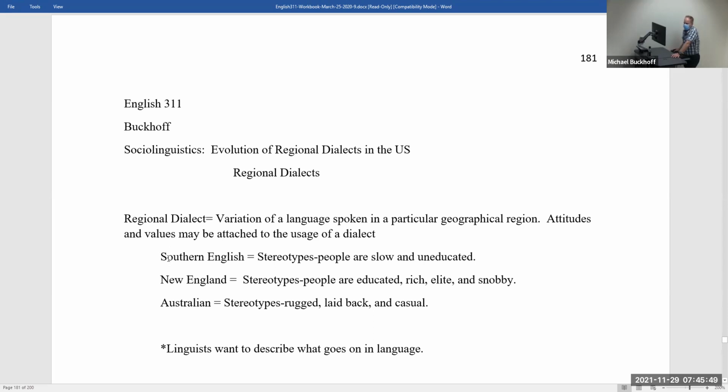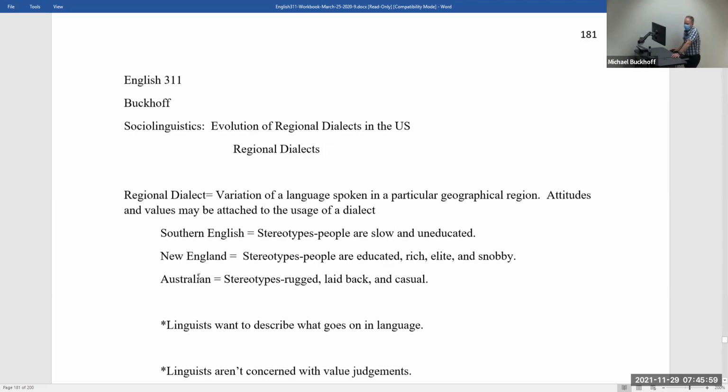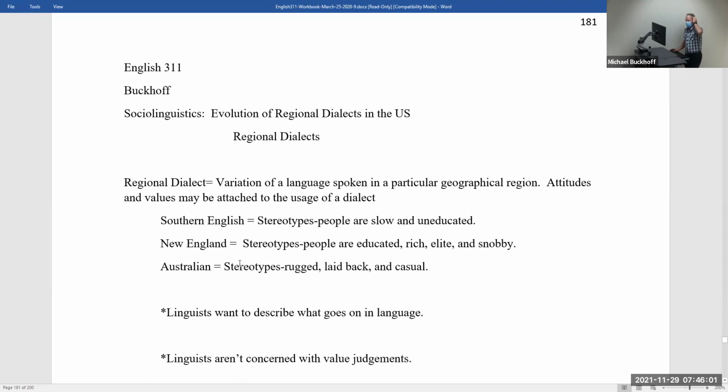People do. It says Southern English stereotypes: people are slow and uneducated. New England stereotypes: people are educated, rich, elite, and snobby. That'll be a stereotype. Australian stereotypes: people are rugged, laid back, and casual. But just because somebody speaks one of these dialects, it doesn't mean that these things are true, but people have these stereotypes about things.